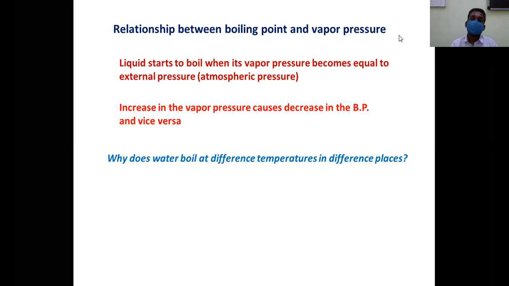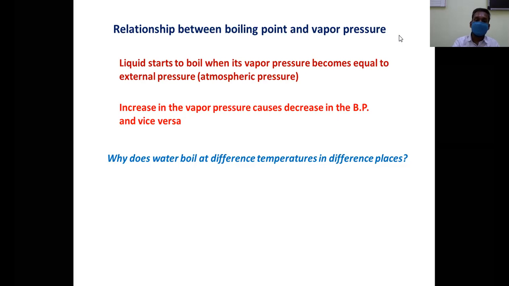Now I mix two solvents, A and B. Does this solution also boil? Yes, of course. If you heat, the solution also boils. Now record the boiling point of this solution. What do you see? Depending on the type of solution, whether it is ideal or non-ideal, you see differences in the behaviors. You see a variation in the boiling point of the solutions.